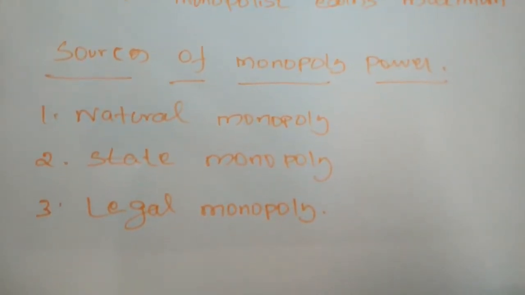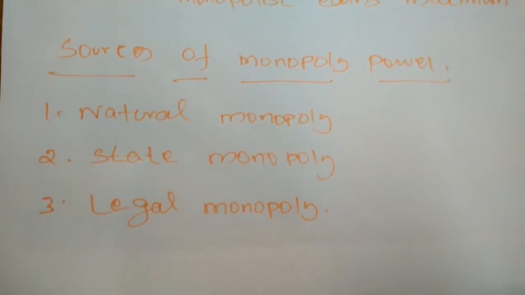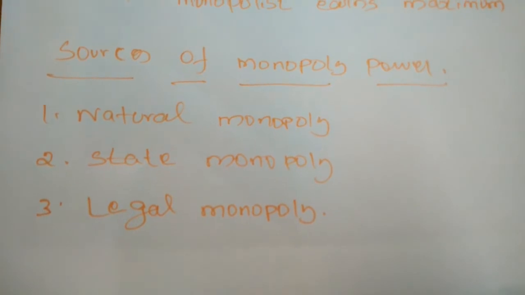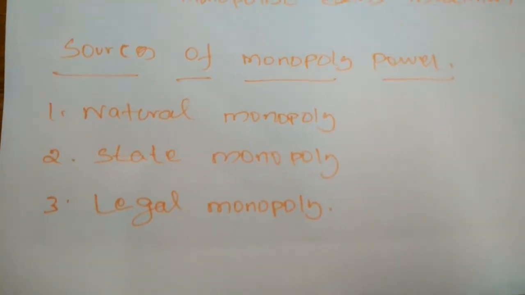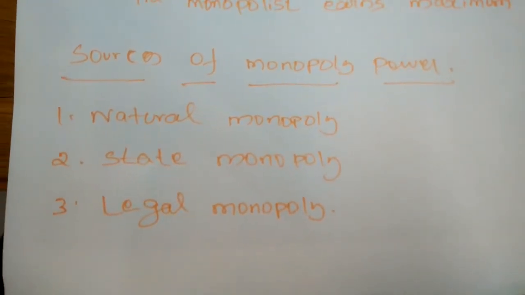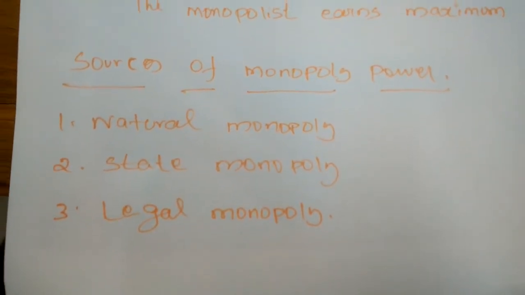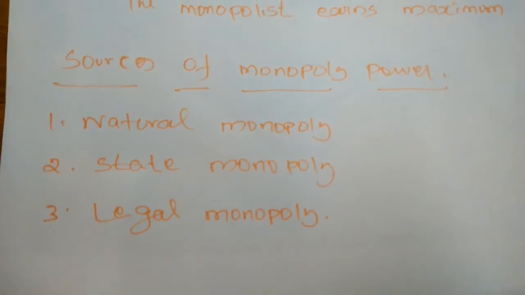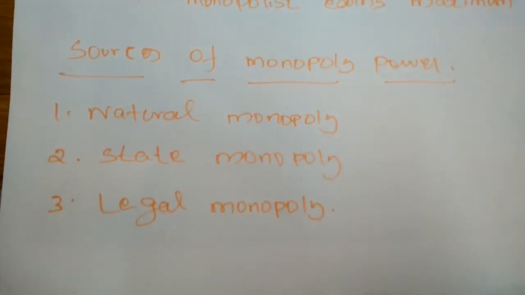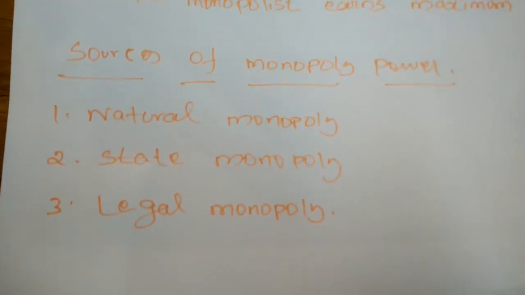So a monopoly firm can get its monopoly power by getting patent rights and trademarks from the government. So legally, some persons have the patent right. By getting the patent right and the trademark, he will have the monopoly power. He will become the monopolist.